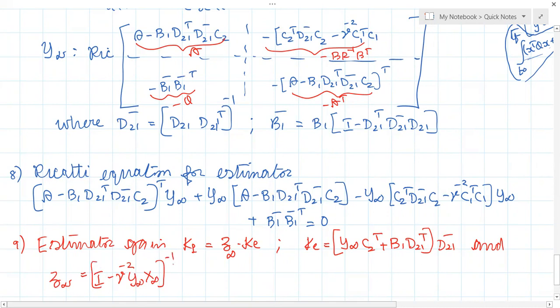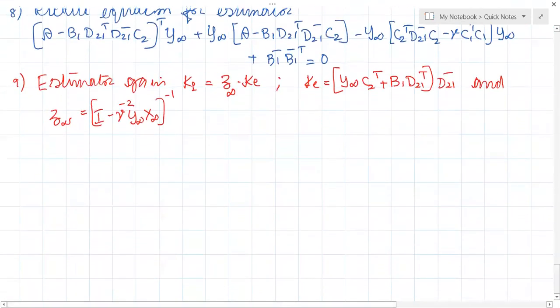So if you want to write a program, you should know all these steps. Okay, in MATLAB, if you want to write a program, you will have to write all these things. So this is the estimator gain. So what will be the estimator equation? The estimator equation will be like this.